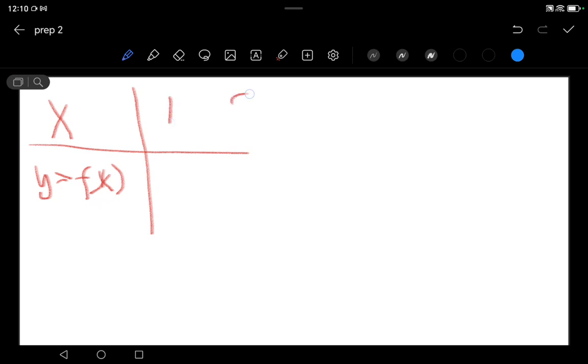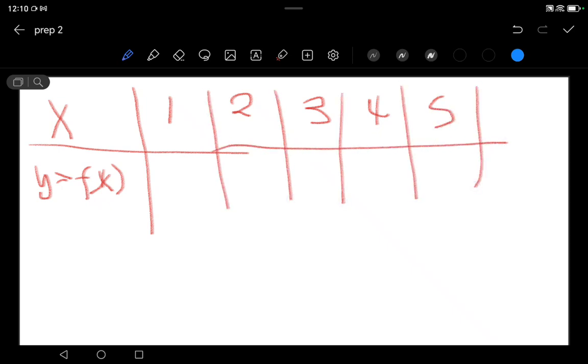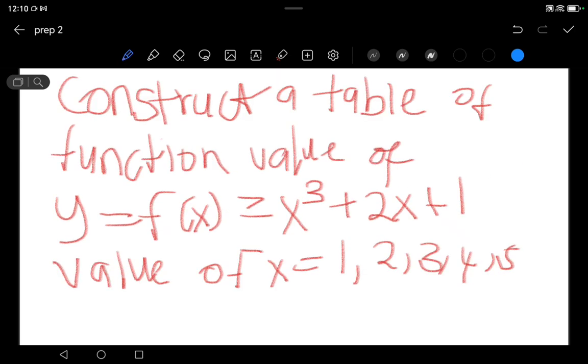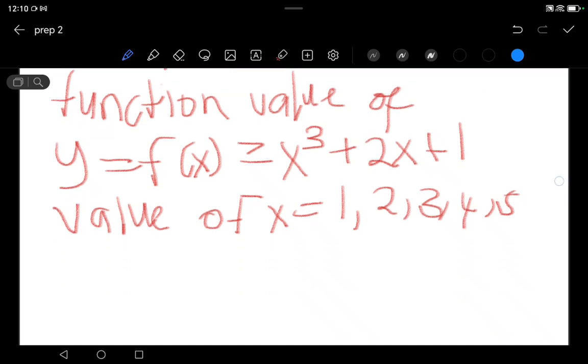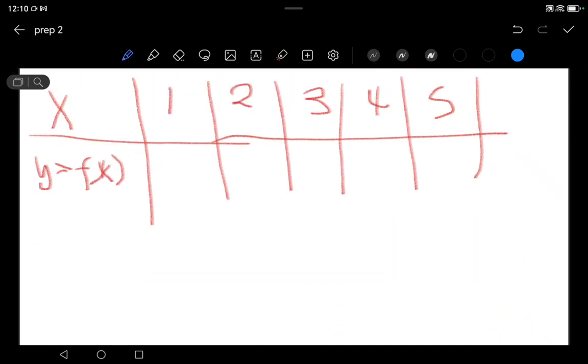So we have 1, 2, 3, 4, 5. These are the values of x that we were given in our example. We have the function x cubed plus 2x plus 1, and the values of x 1, 2, 3, 4, 5. Here I was writing the values of x. To get the values of y, we have our function as x cubed plus 2x plus 1. To get the values of y, we substitute the value of x into our equation. So it's going to be 1 cubed plus 2 into 1 plus 1.